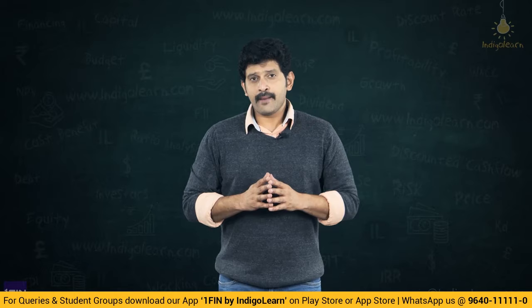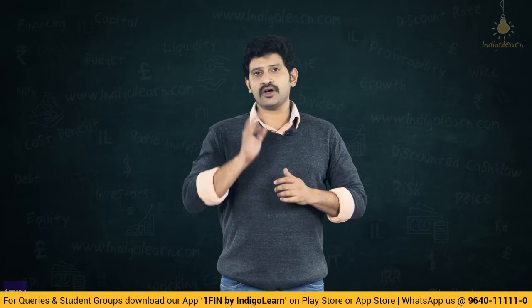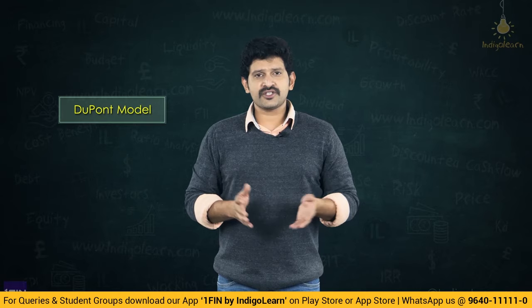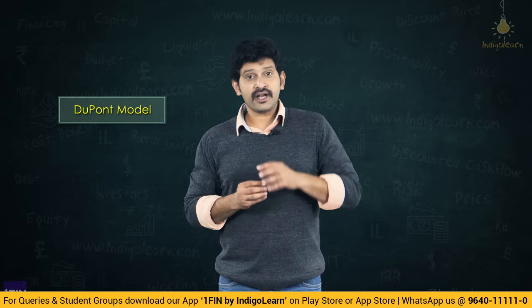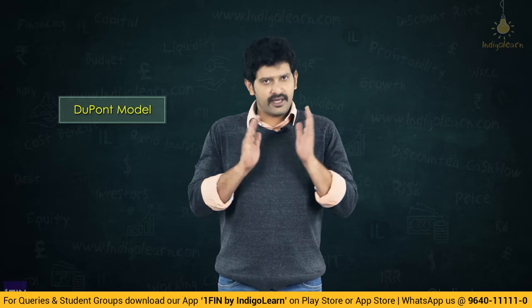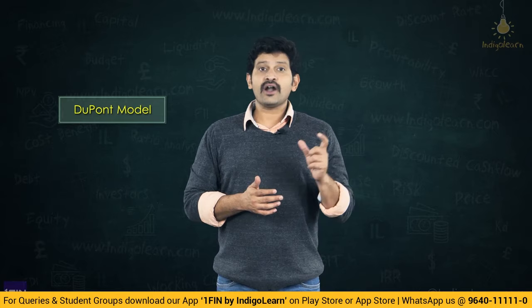Now friends, before we move to the next head of ratios, that is market test ratios, we will have a small pause here to talk about something special and important about this return on equity. What is that something very important? It is called DuPont theory. A famous economist called DuPont proposed a theory which says, if there is a debt component involved in the capital structure of the company, then a term called equity multiplier can enhance the profitability of the company. I repeat, if there is a debt component involved in the capital structure of the company, then a term called equity multiplier can enhance the profitability of the company.